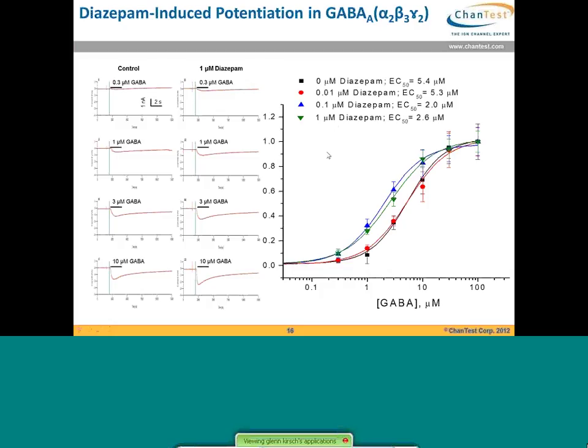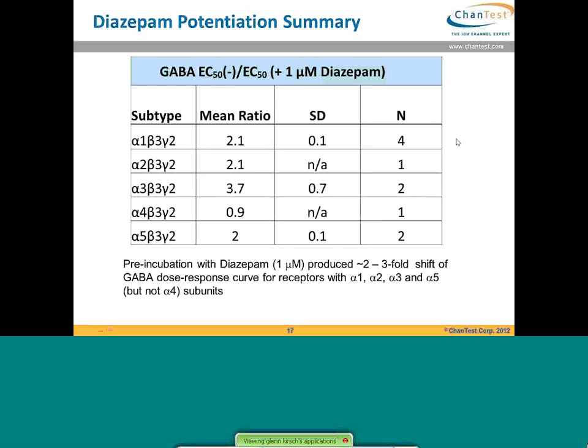So we have an assay that can detect diazepam potentiation, and we can look at differences in the sensitivity of the different subtypes to diazepam by looking at the ratio of the GABA EC50 value in the absence of diazepam versus EC50 in the presence of diazepam. When that ratio is 1, then essentially there's no modulation. If the ratio is greater than 1, then diazepam is having a positive effect. And you see that alpha 1, alpha 2, alpha 3, and alpha 5 all show potentiation by diazepam. For alpha 4, the ratio is about 1, and that's what you'd expect from a subtype that is insensitive to benzodiazepine, and that's consistent with what's known about the pharmacology of the different subtypes.